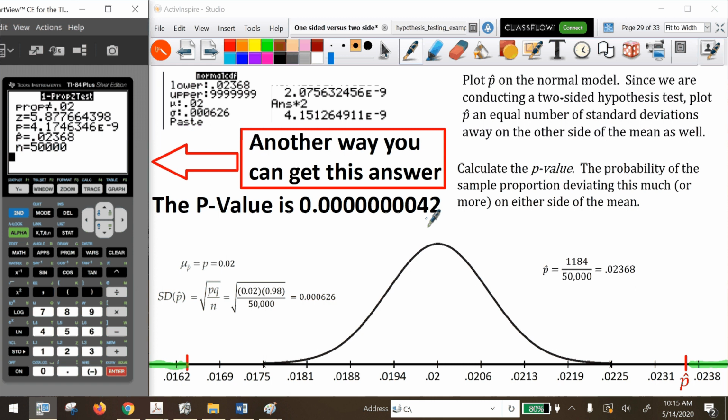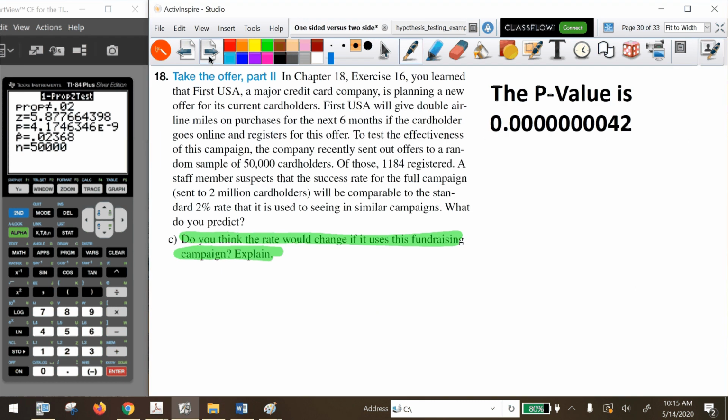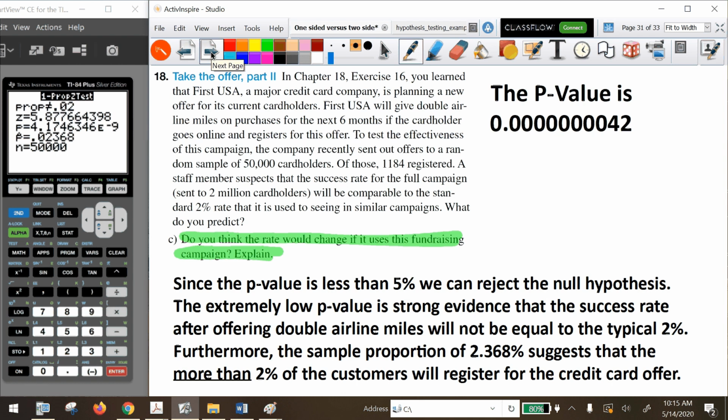All right, what does this answer mean? Let's think about it. Do you think that the rate would change if it uses this fundraising campaign? Well, our p-value is tiny. It's almost 0. Since the p-value is less than 5%, we can reject the null hypothesis. The extremely low p-value is strong evidence that the success rate after offering double airline miles will not be equal to the typical 2%. And the sample proportion helps us decide which way it would actually go. Would it be less than 2% or higher than 2%?